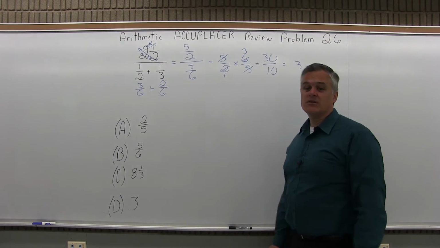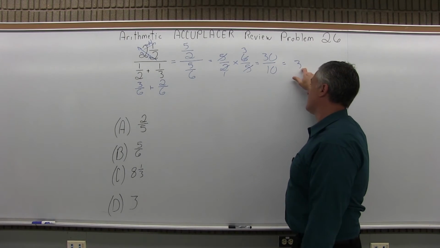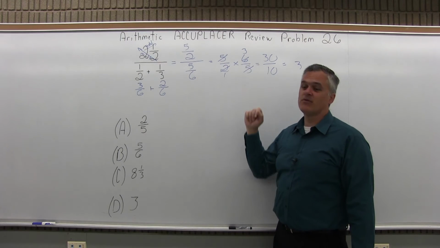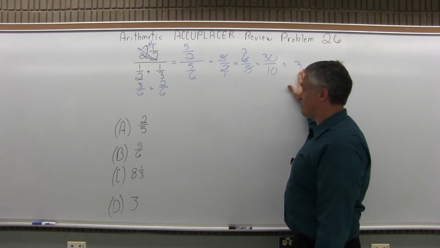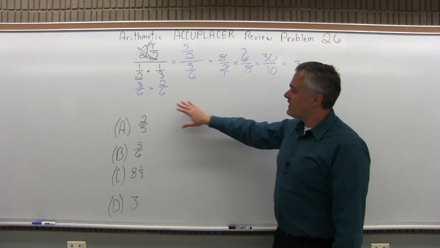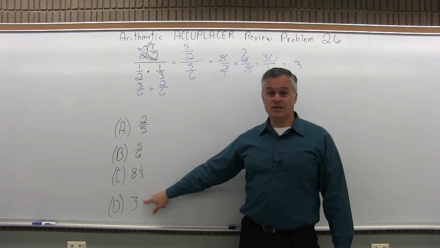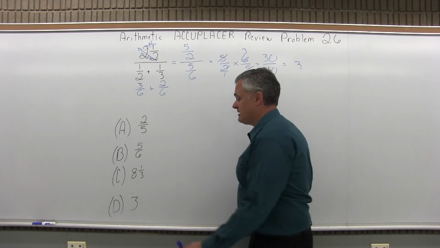You'd still get 3. It's probably about the same amount of work to do 30 over 10 and reduce it to 3, or cancel what you can and be left with 3. However you do it, you get surprisingly a whole number from this big messy problem that we started with. And if I check my 4 possible options, my answer of 3 does show up as one of the options. It's option D.